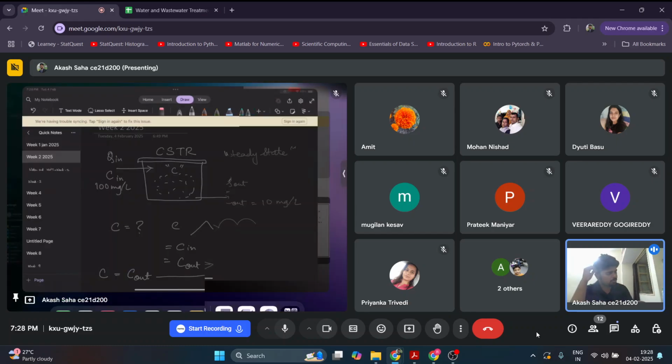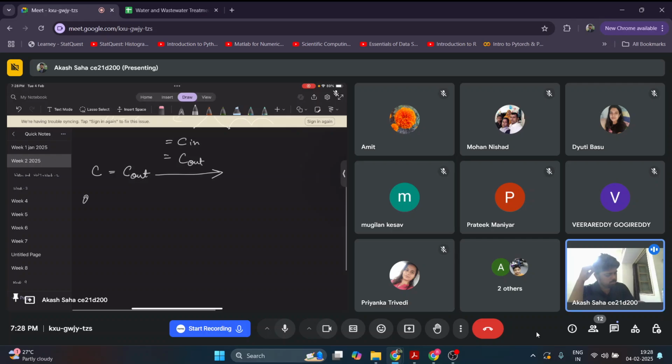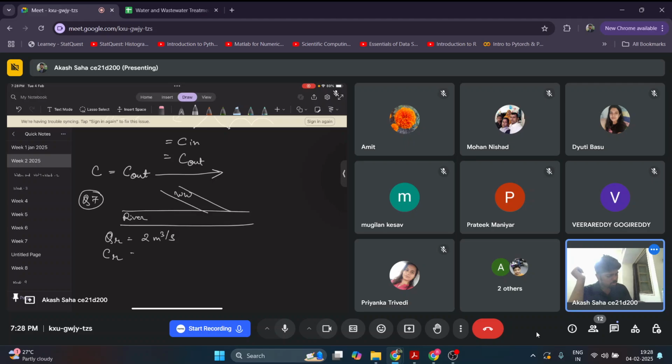Okay, so let's see the problem. This is question number 7. So we have a stream, a river, and then there is some wastewater stream that is entering. Suppose QR is given as 2 meter cube per second. That is the river, and the concentration is around 50 milligram per liter for that X compound. We don't know that compound, X compound. Then the discharge of the wastewater is 0.5 meter cube per second, right?